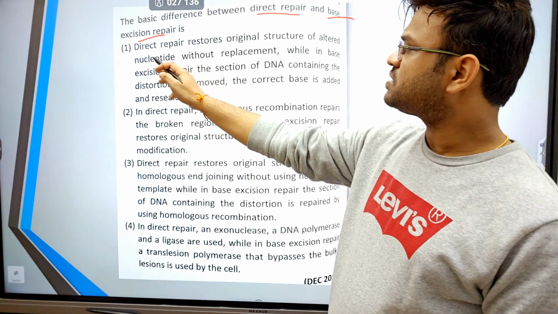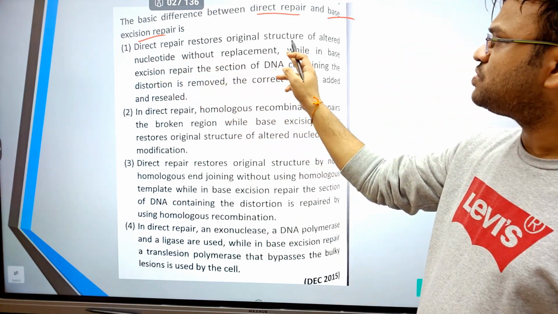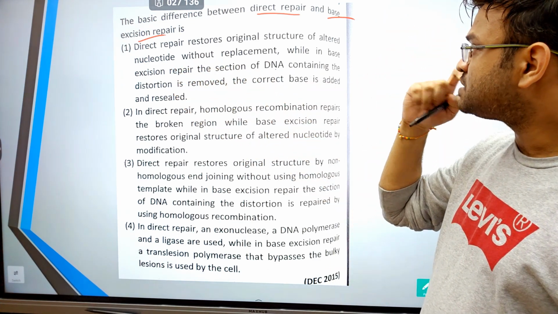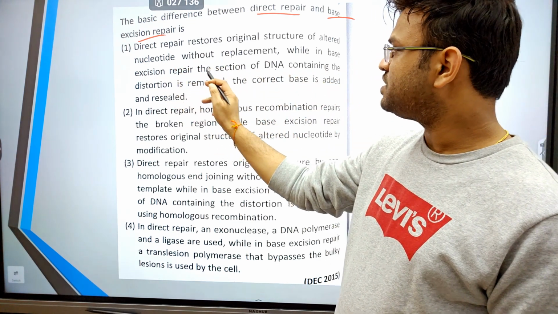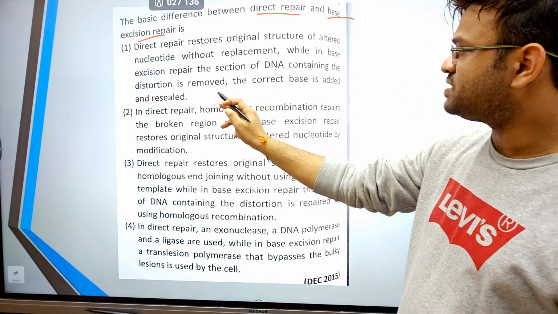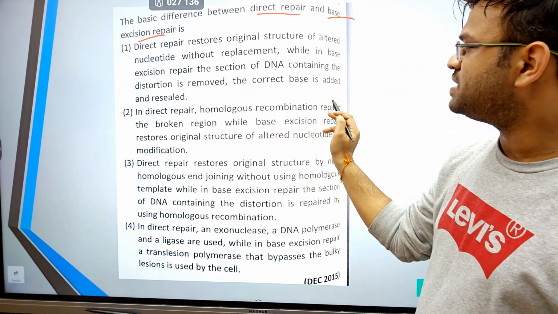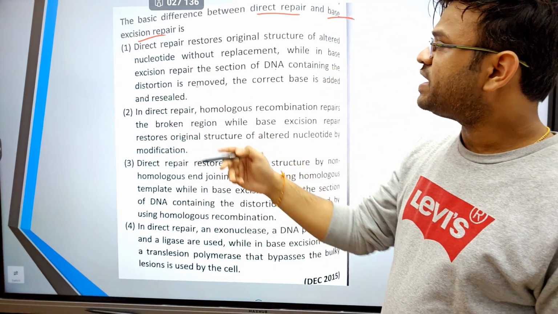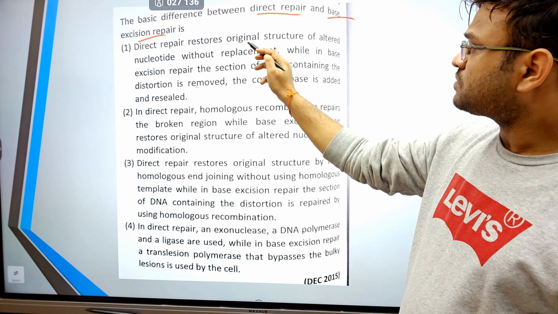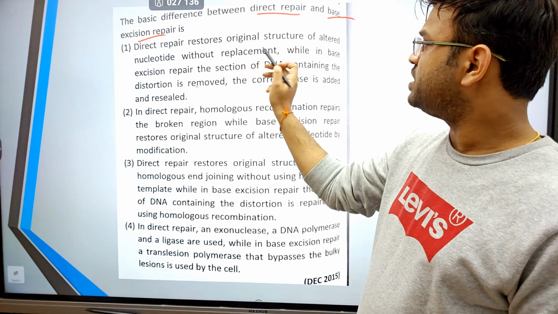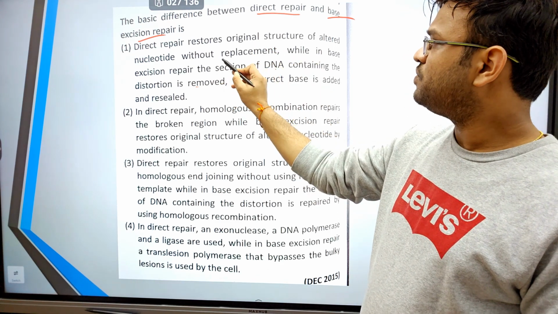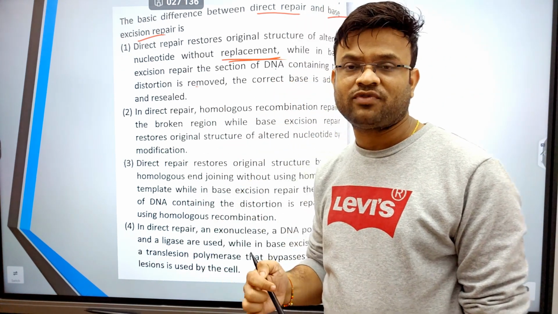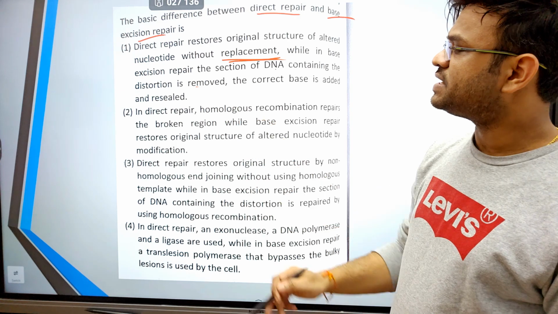So you can see that the first option is: direct repair restores original structure of altered nucleotide without replacement, while in base excision repair, the section of DNA containing the distortion is removed and the correct base is added and resealed. So this seems to be correct, because in case of direct repair system, the original structure is repaired without replacement, because replacement would have occurred if you were breaking the phosphodiester bond, but something like that has not occurred.